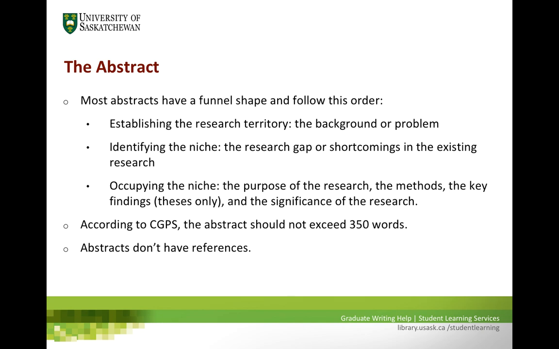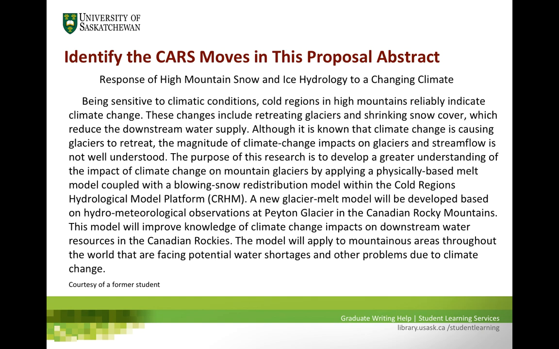And according to the College of Graduate and Postdoctoral Studies, the abstract should not exceed 350 words. And just bear in mind that abstracts do not have references. What I'd like to do now is read this abstract from a student's proposal, a PhD proposal, and identify the 3 CARS moves. Response of high mountain snow and ice hydrology to a changing climate.